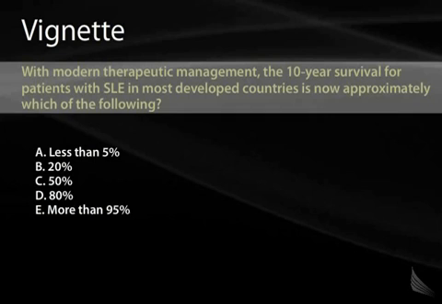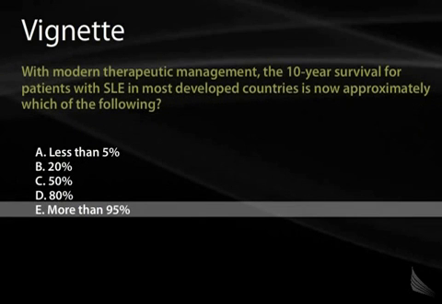With modern therapeutic management, the 10-year survival for patients with SLE in most developed countries is now approximately which of the following? Is it A. less than 5%, B. 20%, C. 50%, D. 80%, or E. more than 95%? This we haven't covered in the lectures. The answer is E, more than 95%. We have very good control and patient management now that allows good 10-year survival rates for patients with lupus.